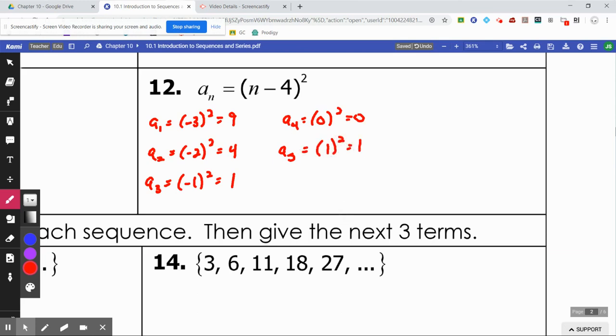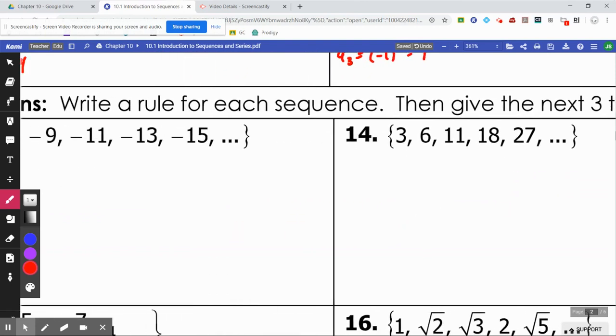That's kind of like a quadratic. You can see like a parabola happening there: 9, 4, 1, 0, 1. And I believe the next 2 terms would be a 4 and a 9. And then that would be a parabolic type sequence.